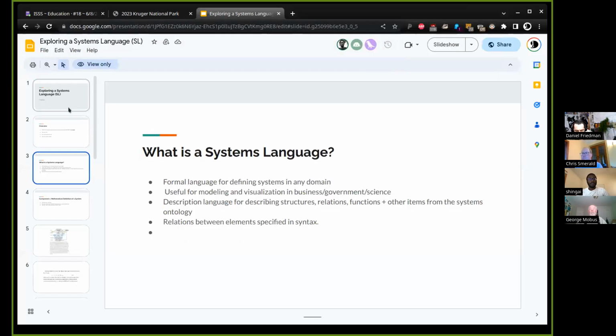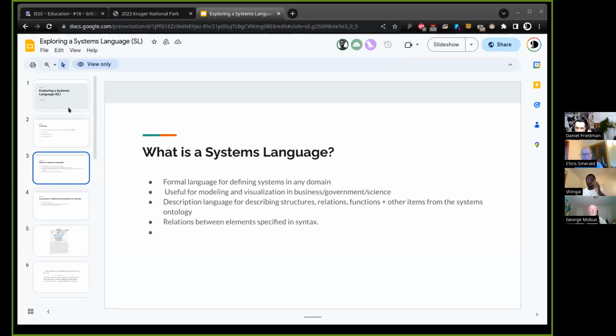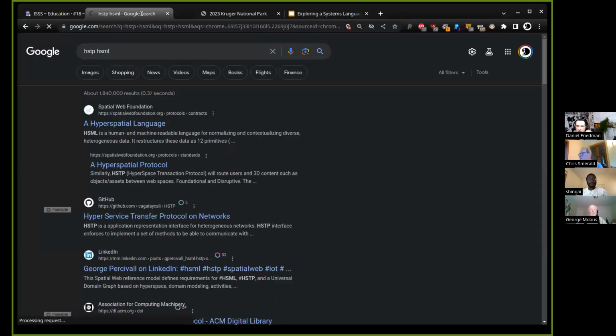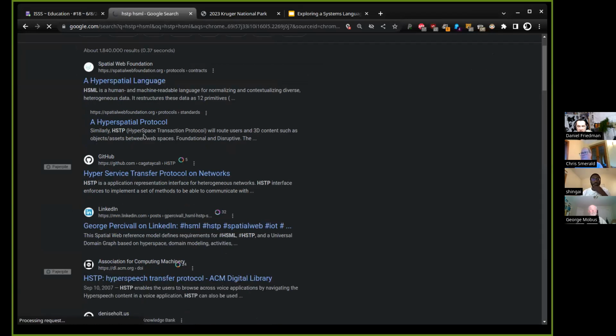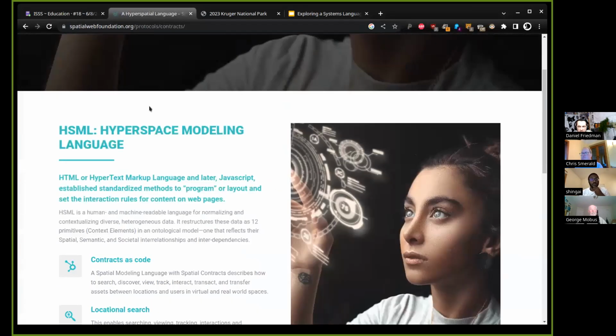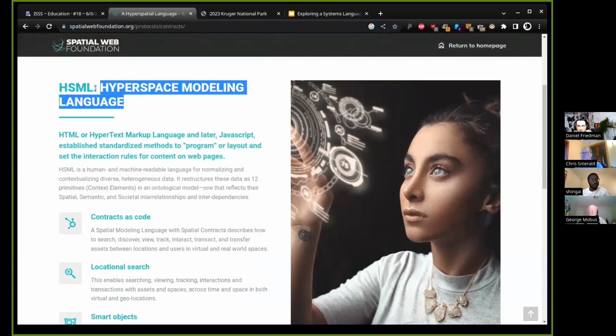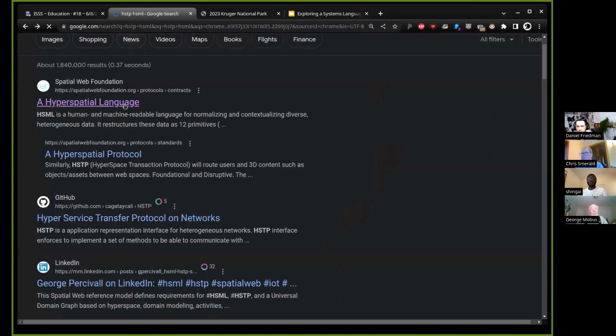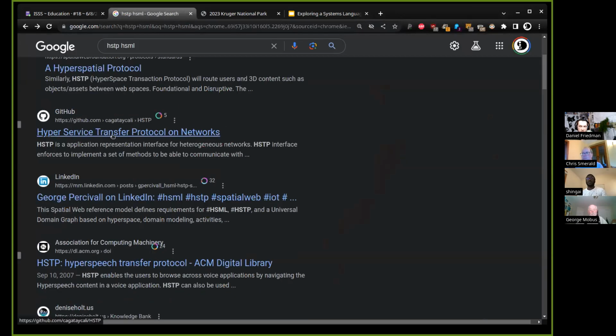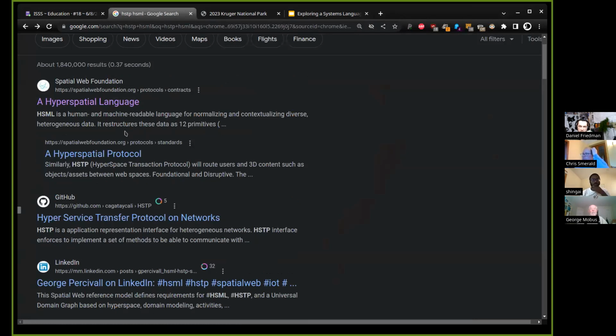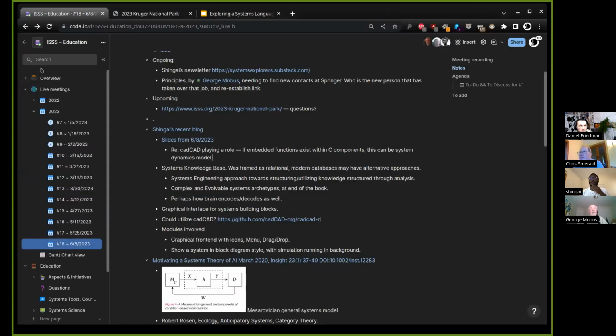Also, it reminds me of this. The specification is not completed, but there's the Hyperspace Modeling Language, and then HSTP, which is the transfer protocol. HSML and HSTP, in terms of the spatial semantic web and using active inference. Oh, I'm sorry. Yeah, please, George.